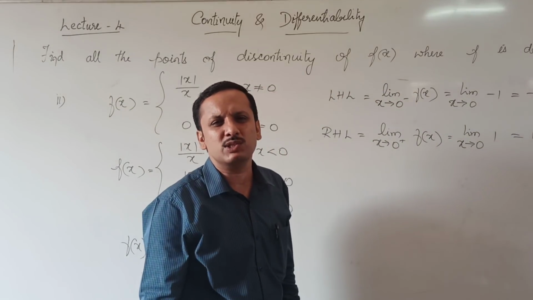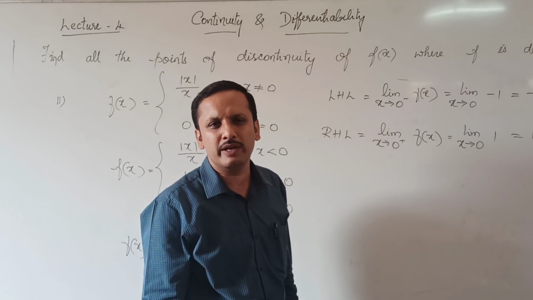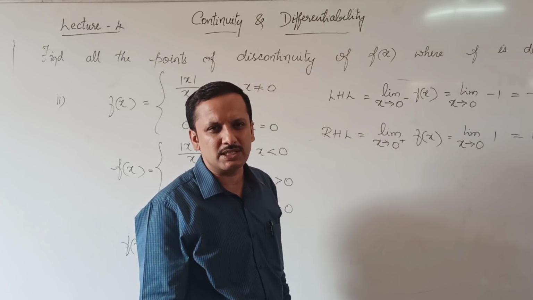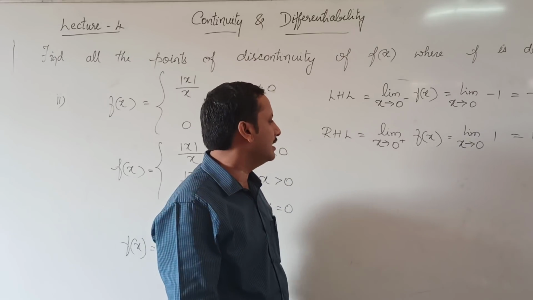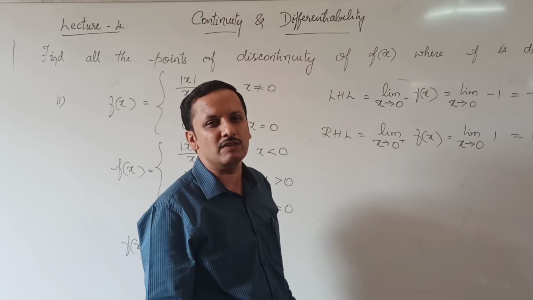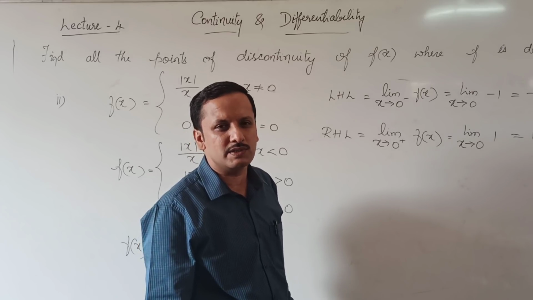Left hand limit is minus 1 and right hand limit is plus 1. So, limit does not exist and obviously it is a point of discontinuity. In other words, f of x is discontinuous at x equal to 0.